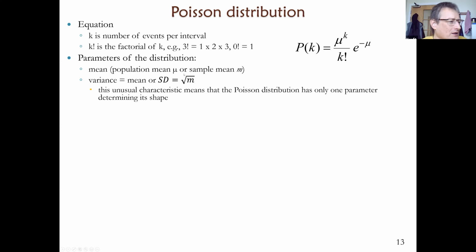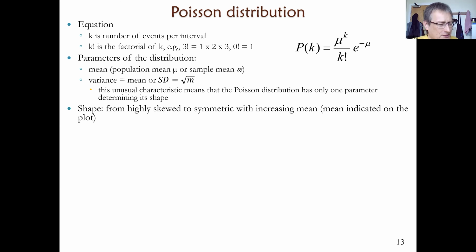These two parameters, for example in the normal distribution, are independent. You can characterize a normal distribution with a mean and a standard deviation. But in the Poisson distribution, these two parameters are not independent. It just has one parameter.